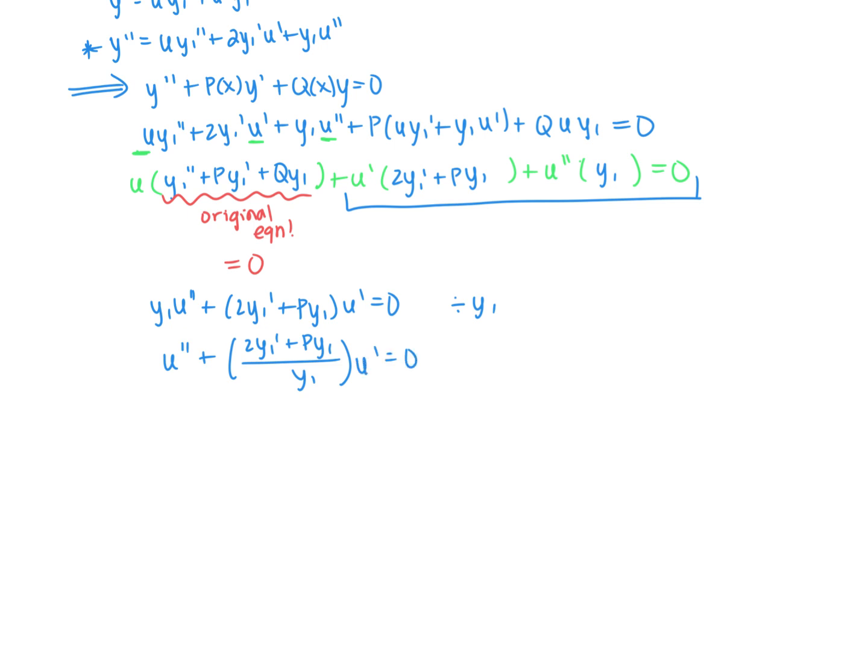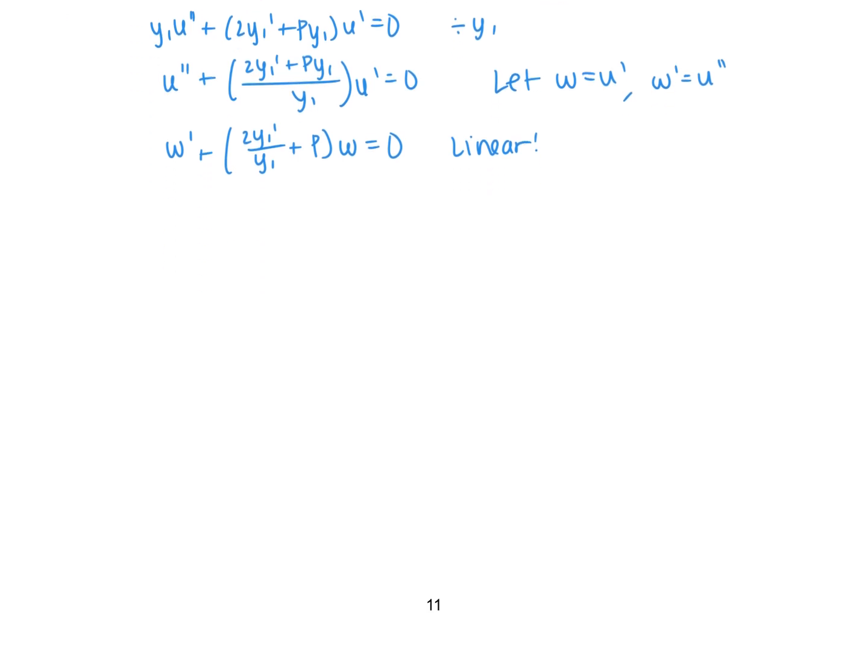And now we're at the point where we're going to substitute again. We are going to let w be equal to u prime, so then w prime is equal to u double prime. This becomes w prime, add 2 y1 prime over y1 plus p times w is equal to 0. Okay, and so now again, linear equation, or we could solve by separation, either one. Because we've been doing linear, we're going to keep going with that.